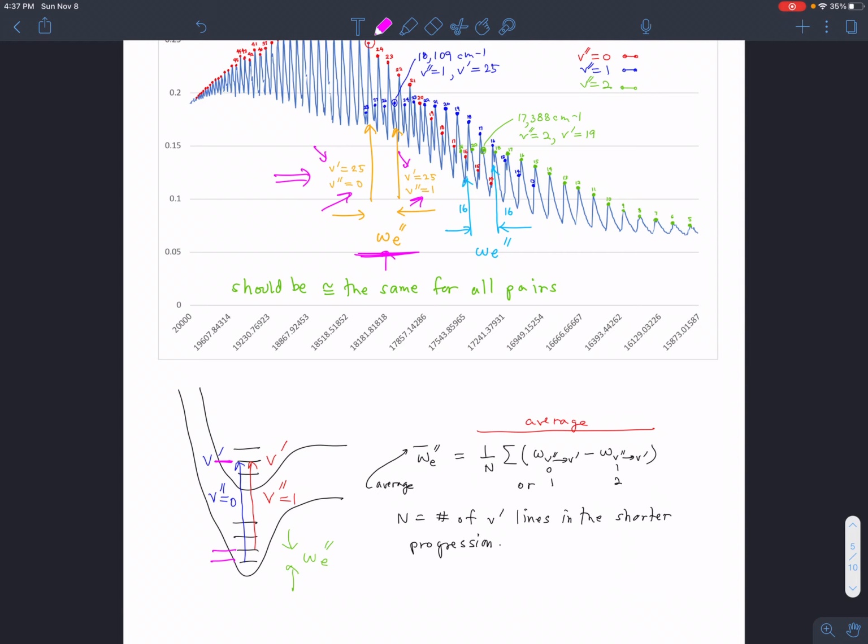We can get this WE value no matter where I put these, right? If I take all these and start shifting them to different possible pairs, I can get an estimate or a value for WE for each pair. So I'm going to get a lot of different values. I average them all, however many pairs I need. And that's my official value for WE double prime, the spacing between levels in the ground state.